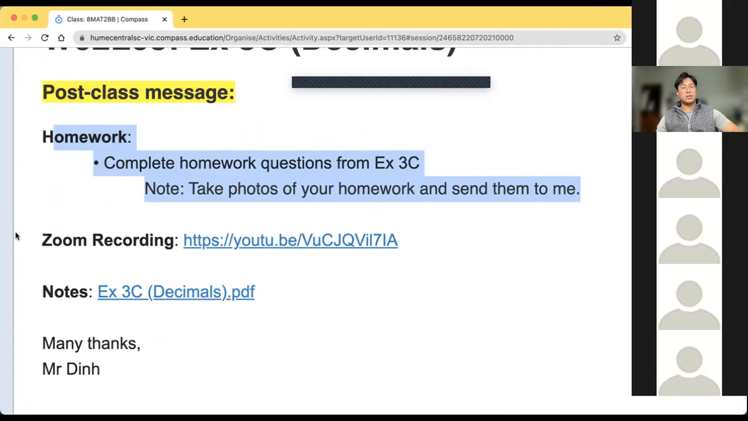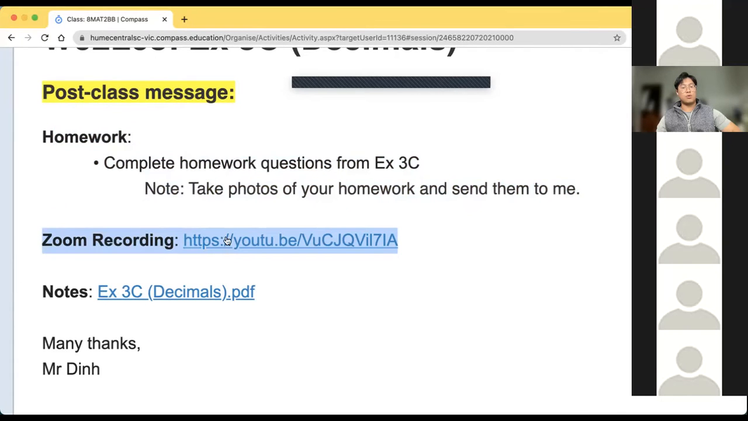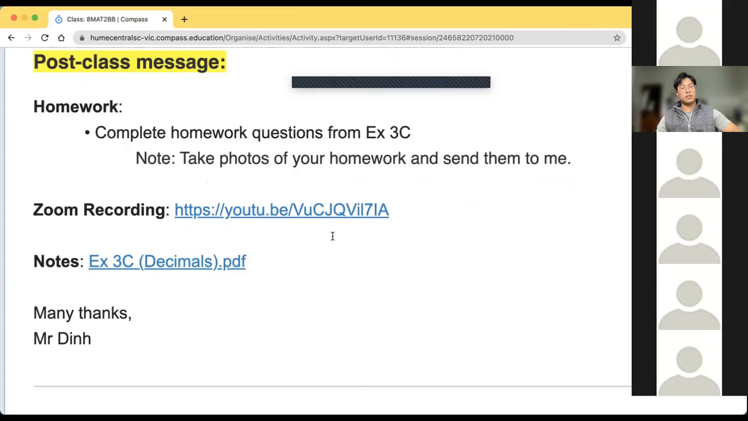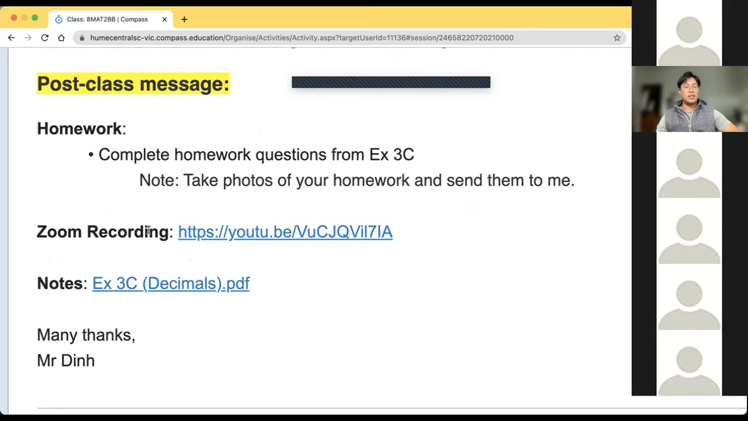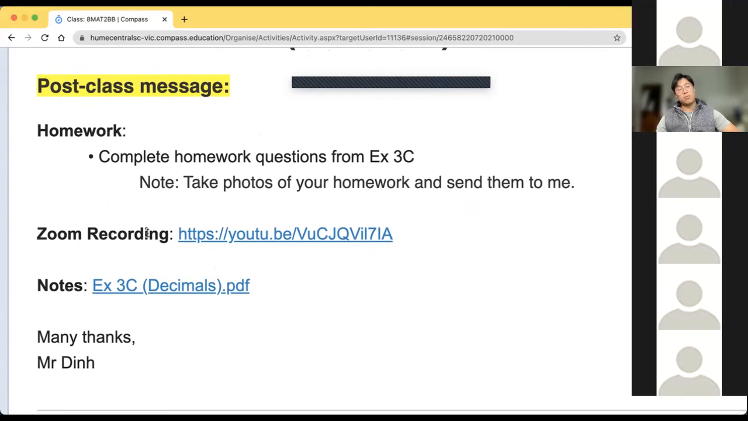There's the homework. There's the Zoom recording. So you can go on there and actually watch the video of the whole class. And you can skip. If there are some parts that you feel confident with, you can skip those and go to the parts where you're unsure. If I've explained it once and you don't understand it, go back and watch it again.